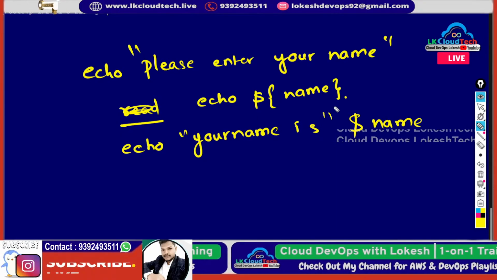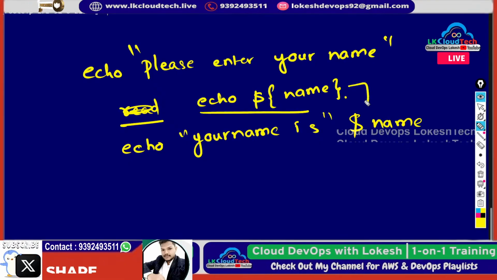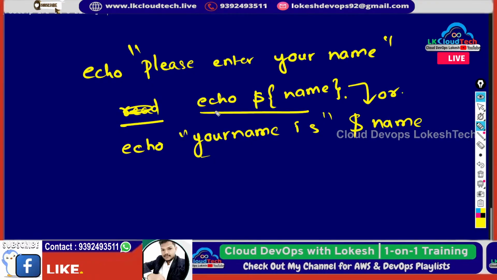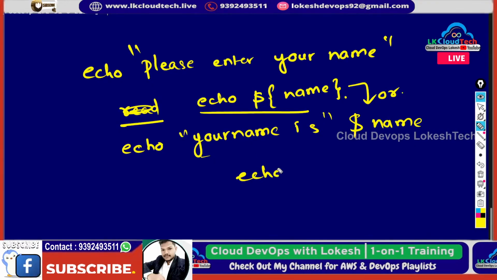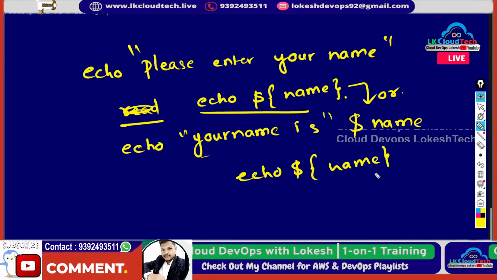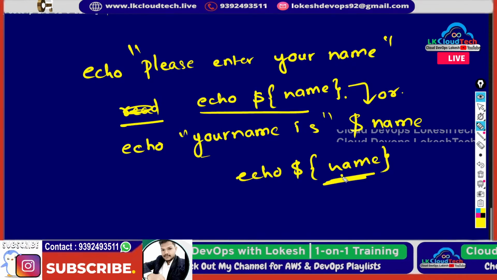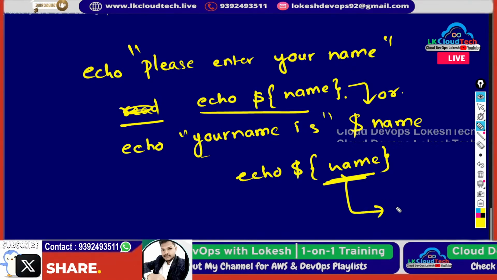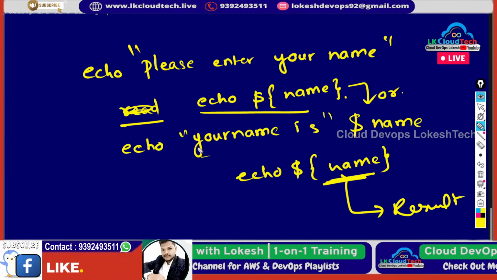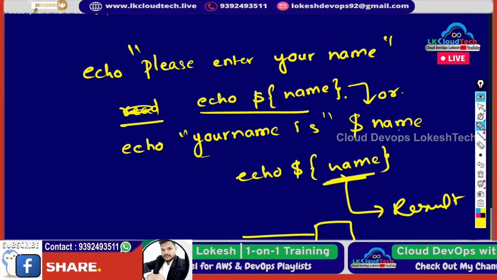Clear? You can keep it like this. Simple echo dollar name. This name you don't have yet. When you get this name, it will ask in the result, what is your name? So you will enter the name and that result will be shown.